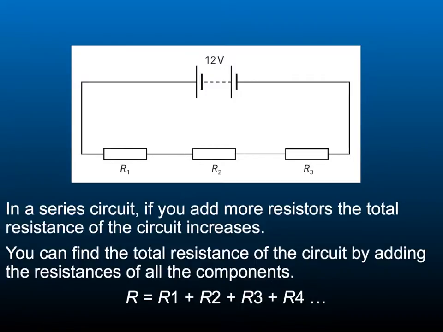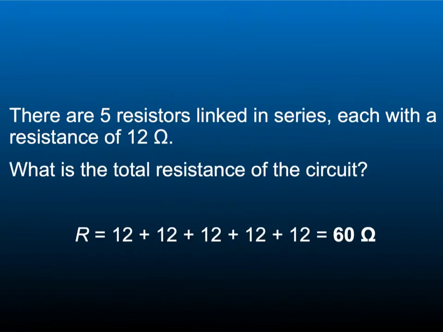then the next component. In a series circuit, if you add more resistors, the total resistance of the circuit increases. The formula you will use to work out the total resistance is R equals R1 plus R2 plus R3 plus R4 and so on for however many resistors you've got in your circuit.